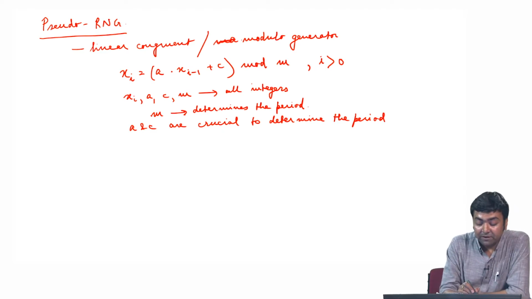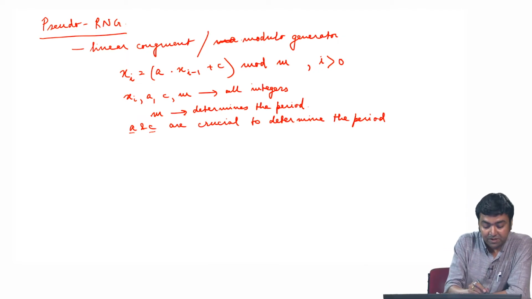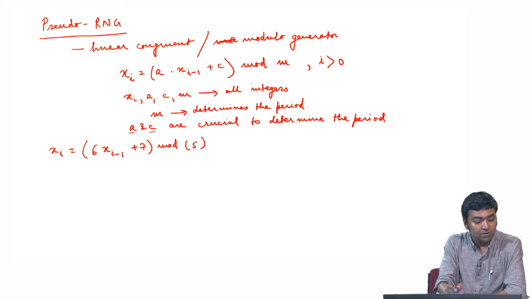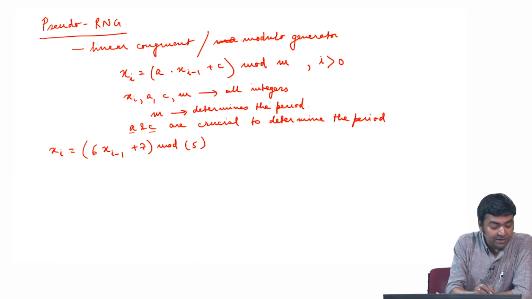So, to emphasize that the choice of a and c are also crucial, in addition to the choice of m, to get a large series of random numbers, I take you through the following example. Suppose I choose a case where x_i is generated using x_(i-1) plus 7 modulo 5. So, if I work out the algebra, okay.